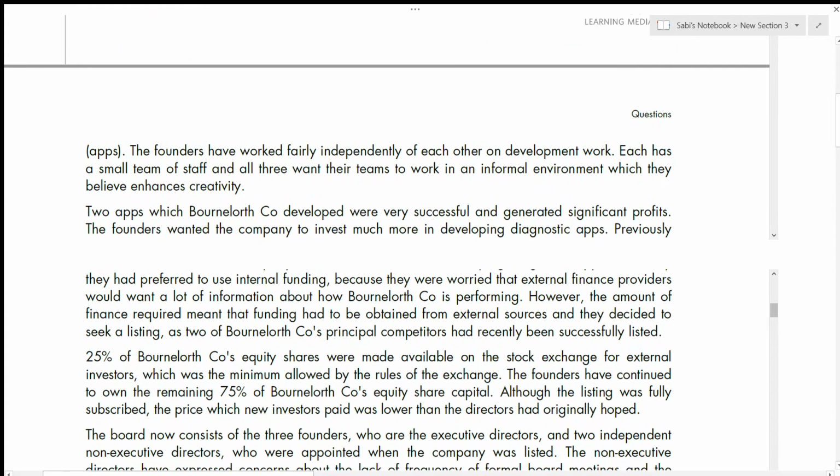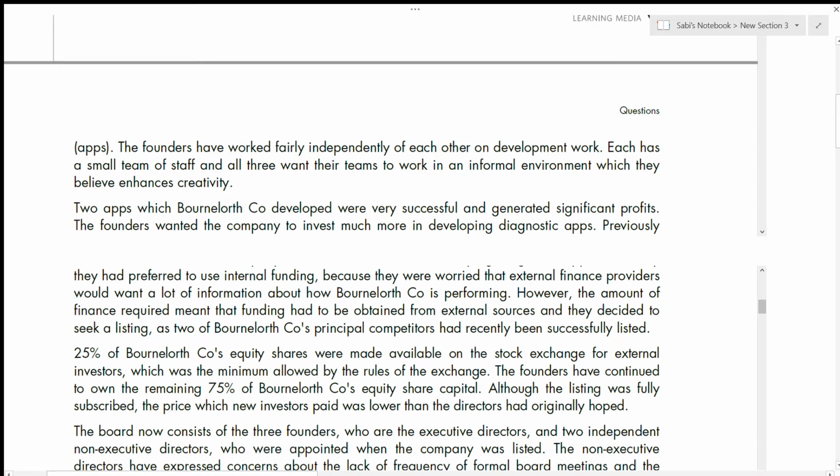So the founders have worked fairly independently of each other on development work. Each has a small team of staff, and all three want their teams to work in an informal environment which they believe enhances creativity. Two apps which the company developed were very successful and generated significant profits. The founders wanted the company to invest much more in developing diagnostic apps, right? So the two apps have been very successful and significant profits have been generated.